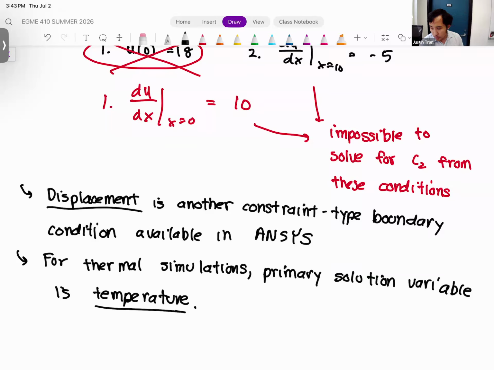All right, any questions on this before we move on to load type boundary conditions? Okay. All right, so let's go on. Let's move on to the other type of boundary condition that we see, which is the load type.